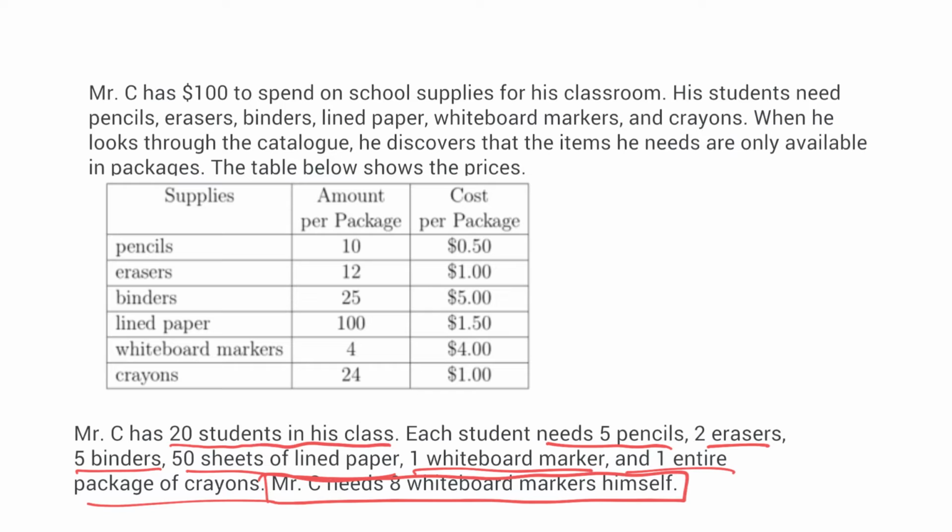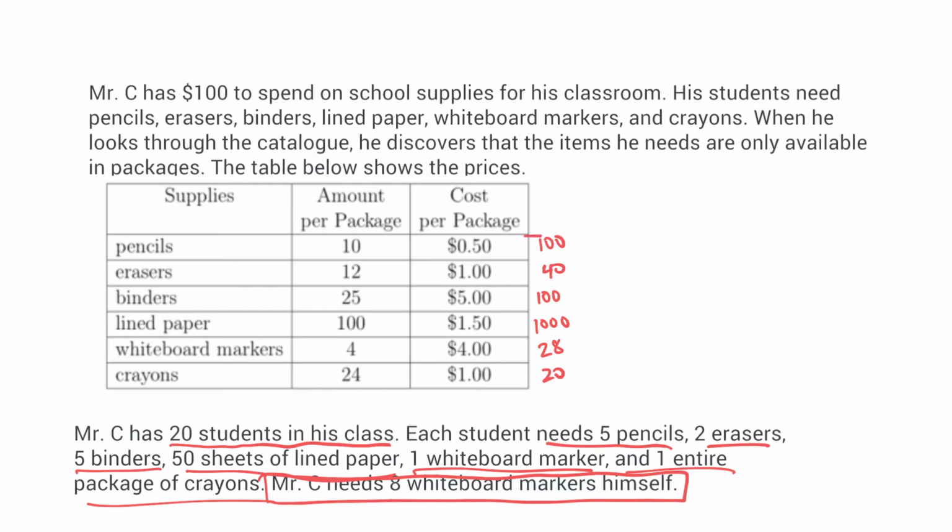So let's look at pencils, for example. In our original chart here, we need a total of 100 pencils. We need a total of 40 erasers. We need 100 binders, 1,000 sheets of paper, 28 markers, and we're going to need 20. Sorry, I made a mistake here. We're going to need 20 crayons. So that's what we need.